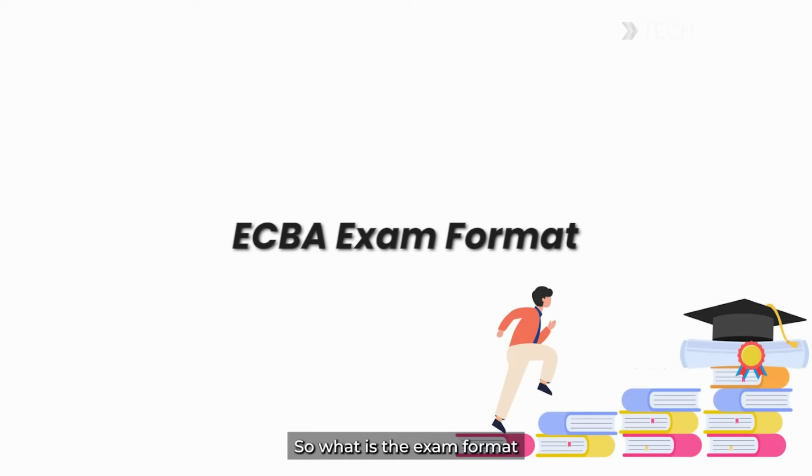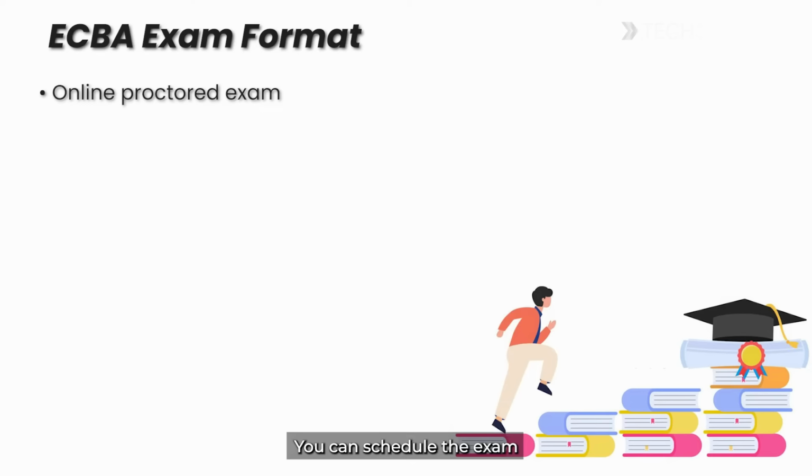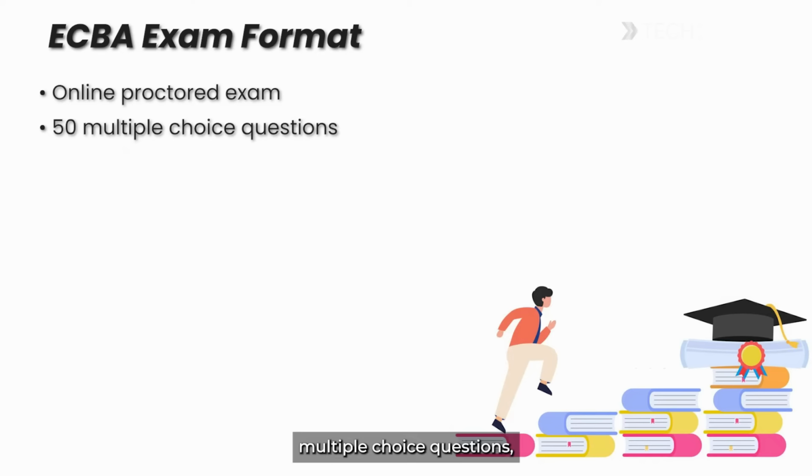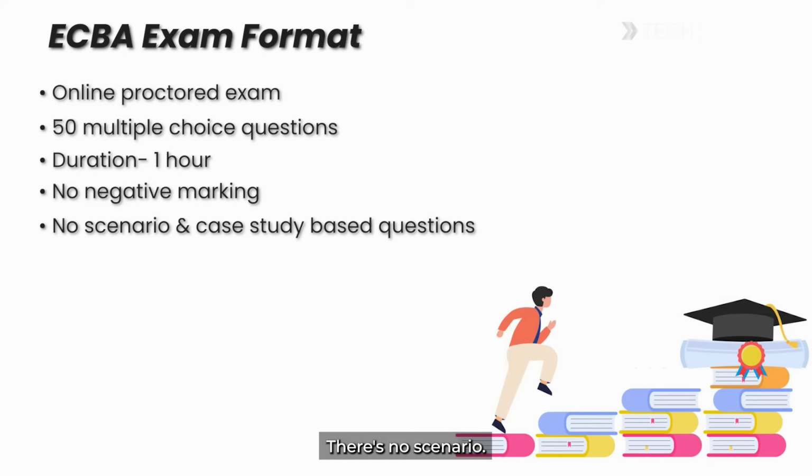So what is the exam format for ECBA exam? It's an online proctored exam. You can schedule the exam by visiting the website from PSI. There are going to be 50 questions, multiple choice questions, and you get 1 hour to complete the exam. And good thing is there is no negative marking. Also, please note that the ECBA exam questions are simple one-liner questions with 4 options. There is no scenario, there is no case study in the exam.